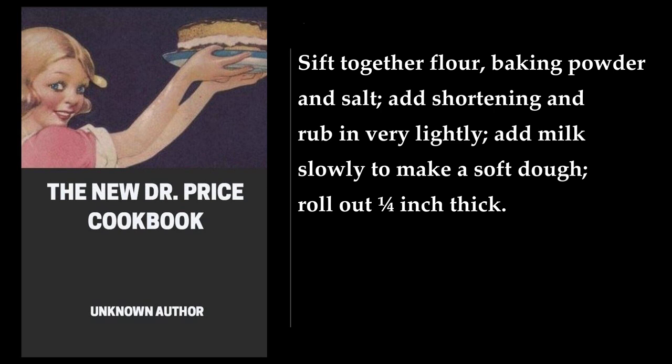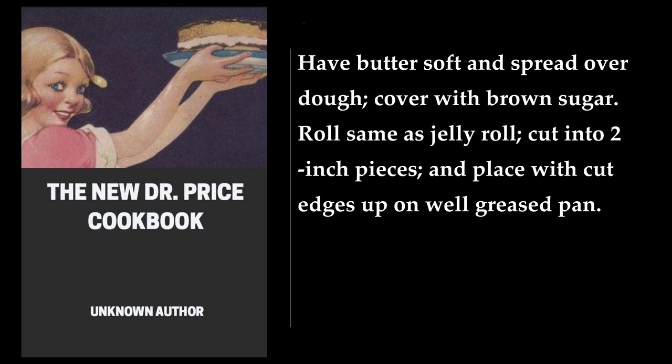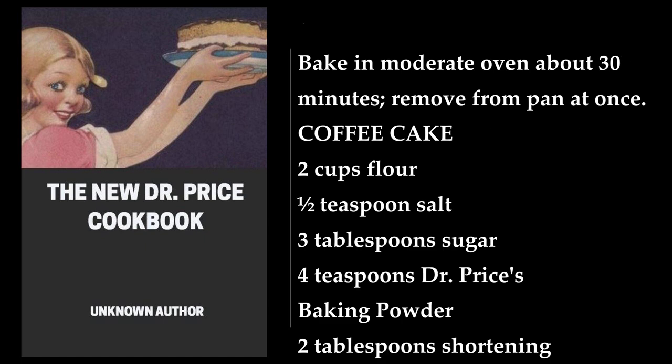Roll out 1/4 inch thick. Have butter soft and spread over dough, cover with brown sugar. Roll same as jelly roll, cut into 2-inch pieces, and place with cut edges up on well-greased pan. Bake in moderate oven about 30 minutes, remove from pan at once.